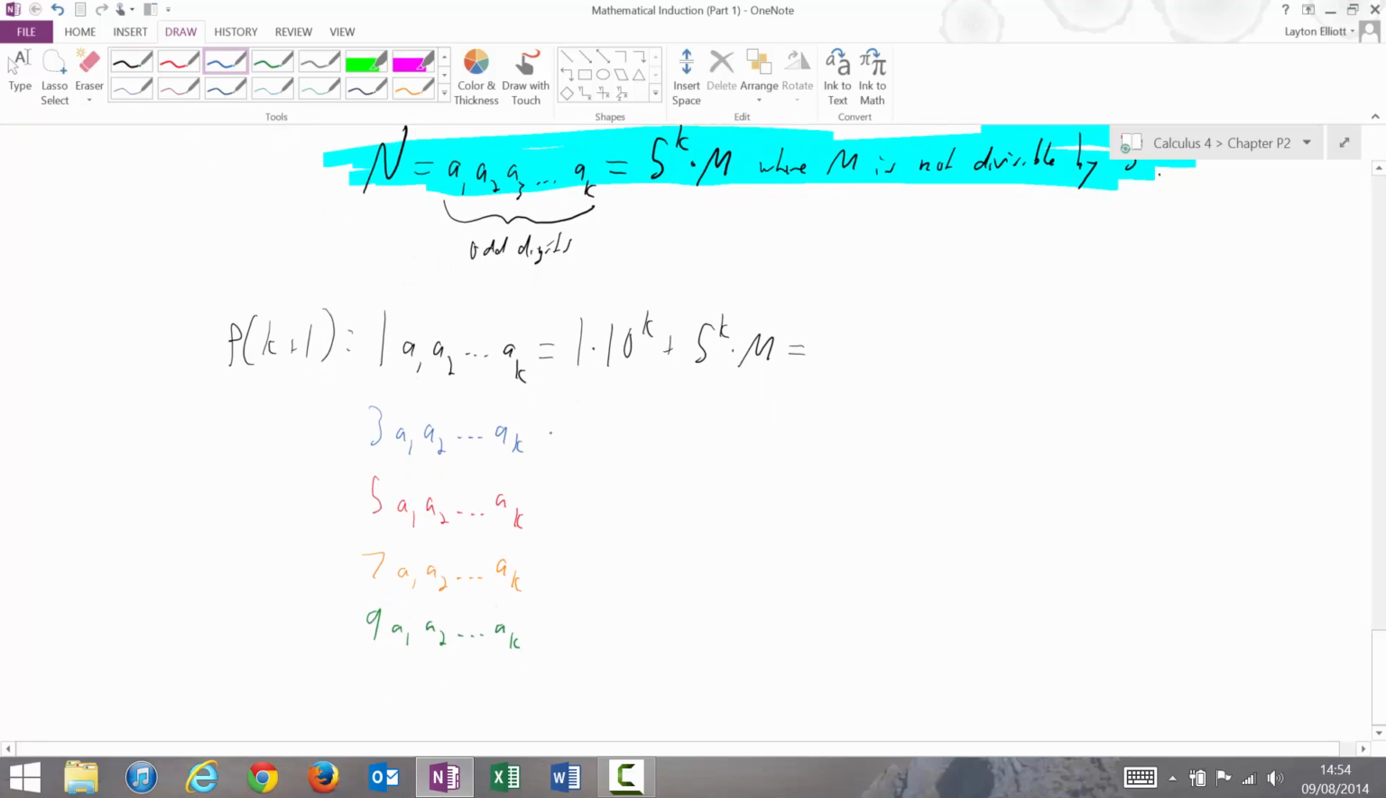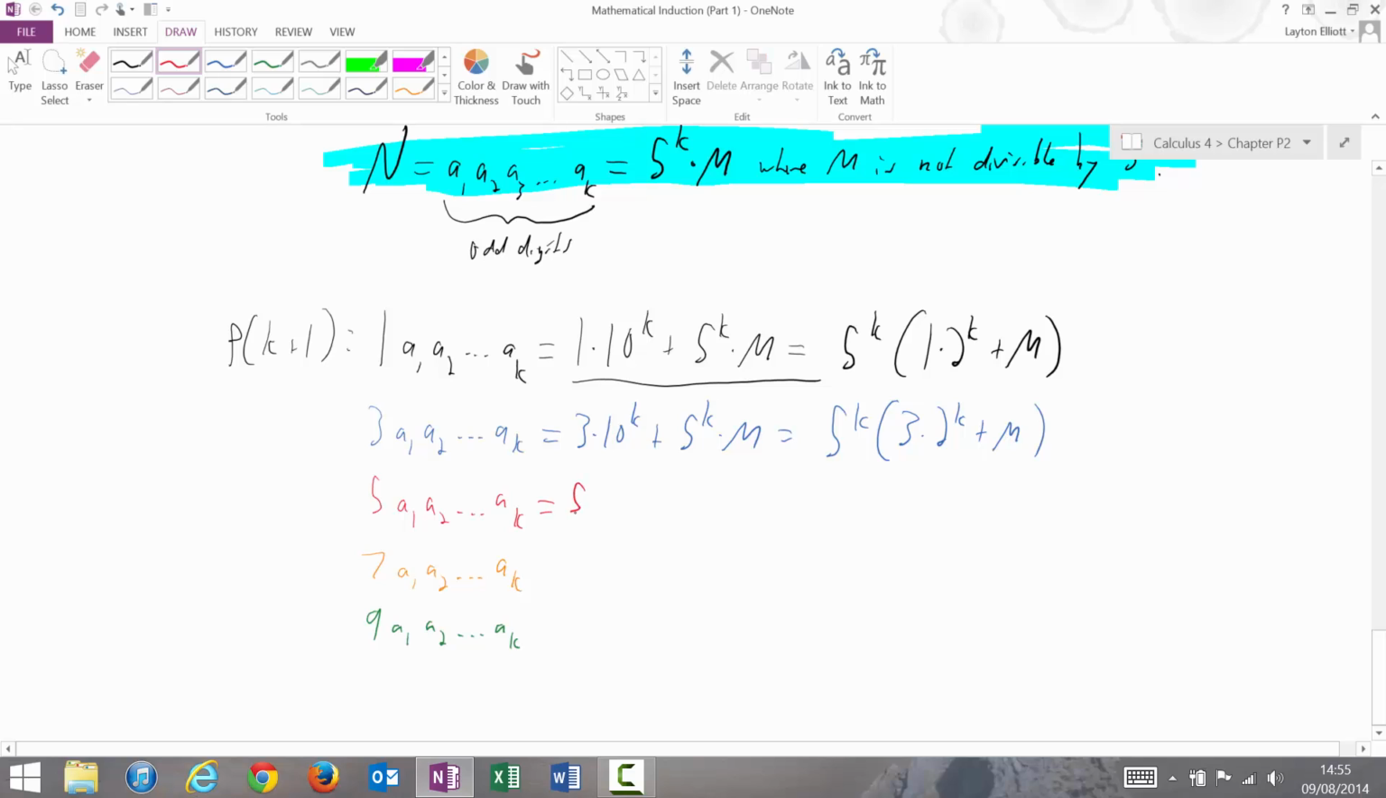So if I go back to the 3 case, that's going to be 3 times 10 to the k plus 5 to the k times m. Well, if I factor a 5 to the k out of this numerator part, I get 5 to the k times 1 times 2 to the k plus m. Let's see what happens when we keep doing this. I'm going to take a 5 to the k out of here, and I get 3 times 2 to the k plus m.